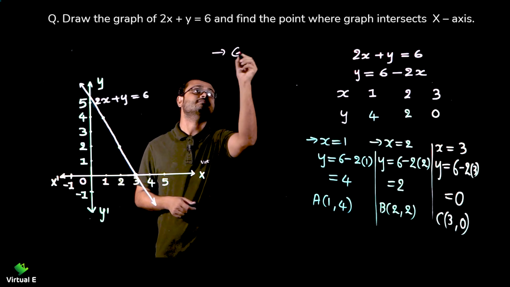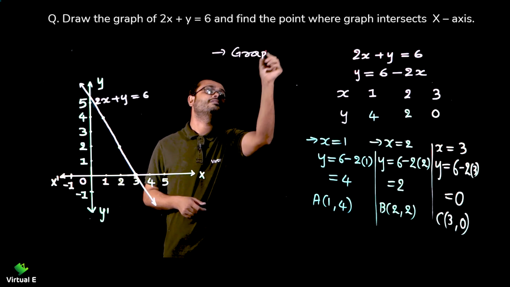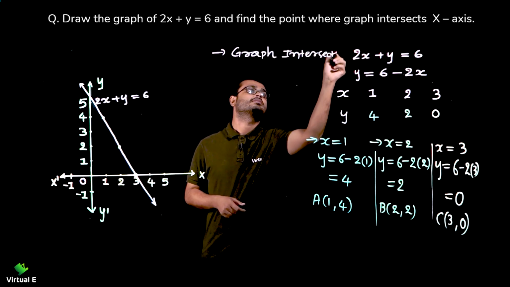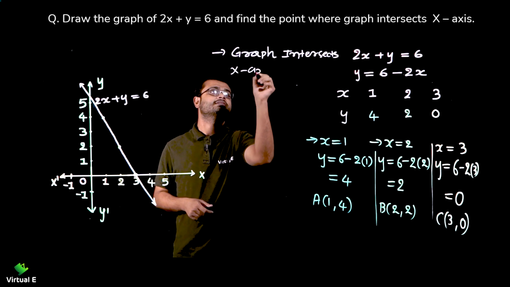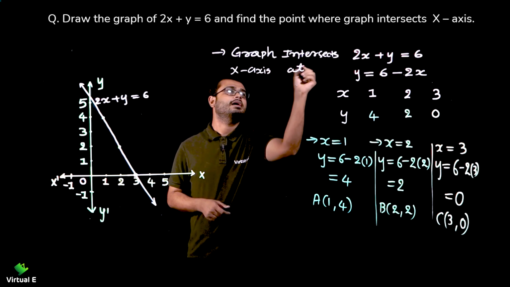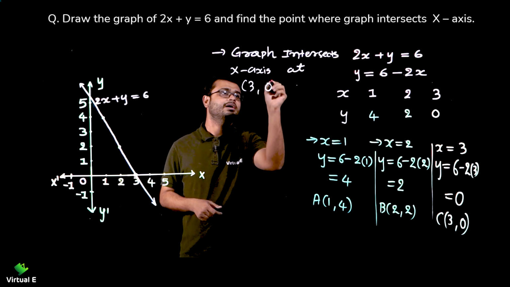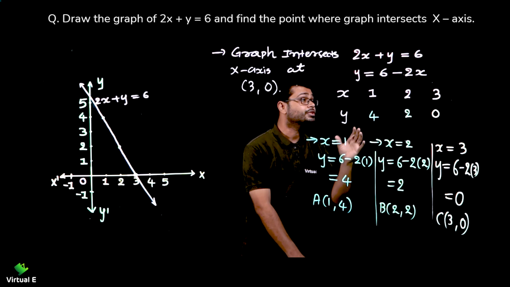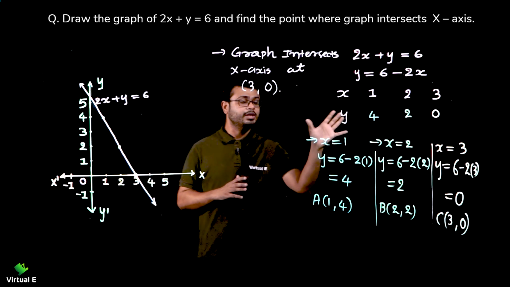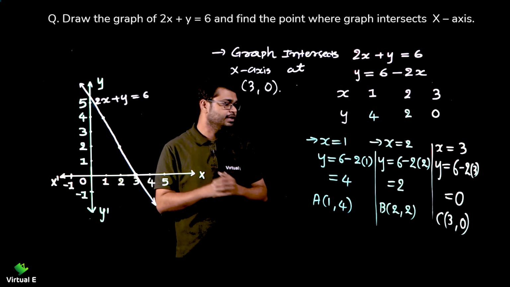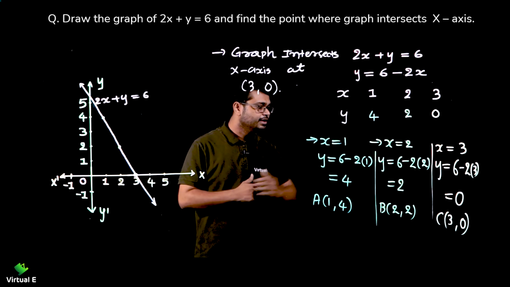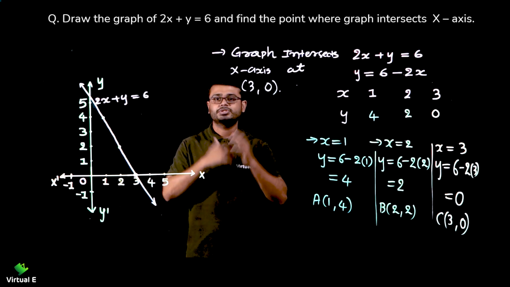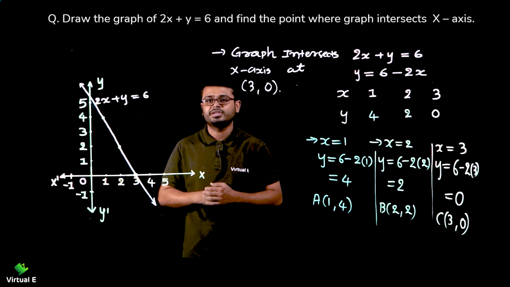Let's write: graph intersects x-axis at 3 comma 0. That is our solution, right? So what we did, we have the equation, get the solutions, and try to keep your numbers low so we can plot properly. Then get the solutions. After getting the solutions, plot it, draw a line, and answer the question that you need to answer. Let's move to the next question.